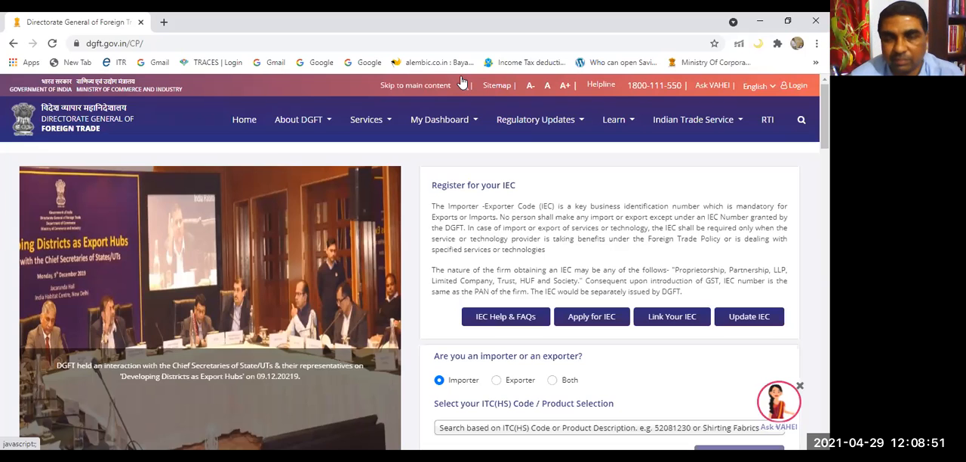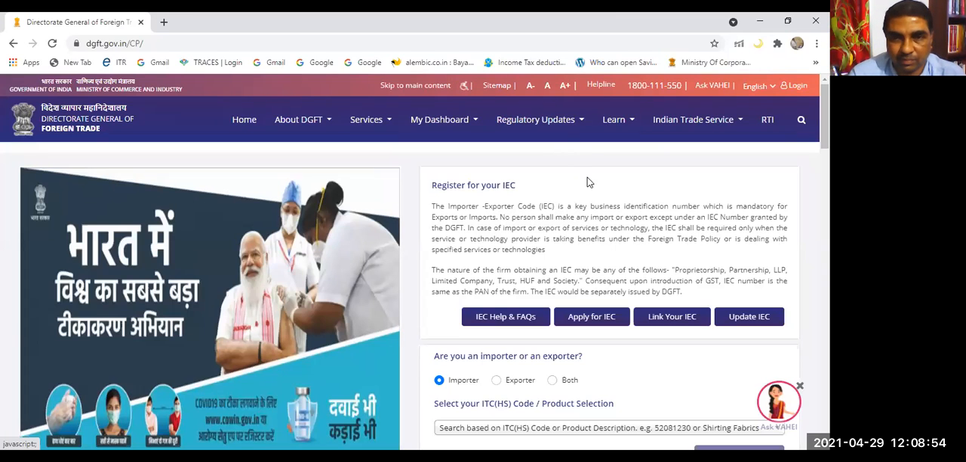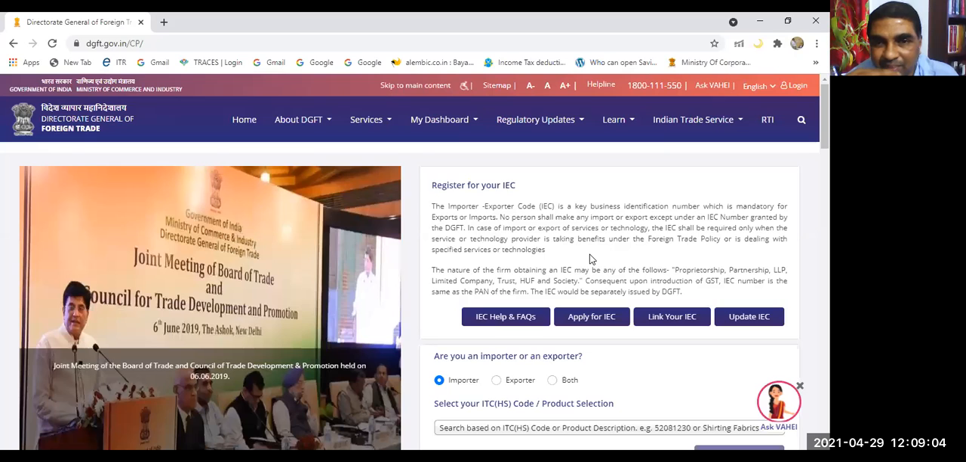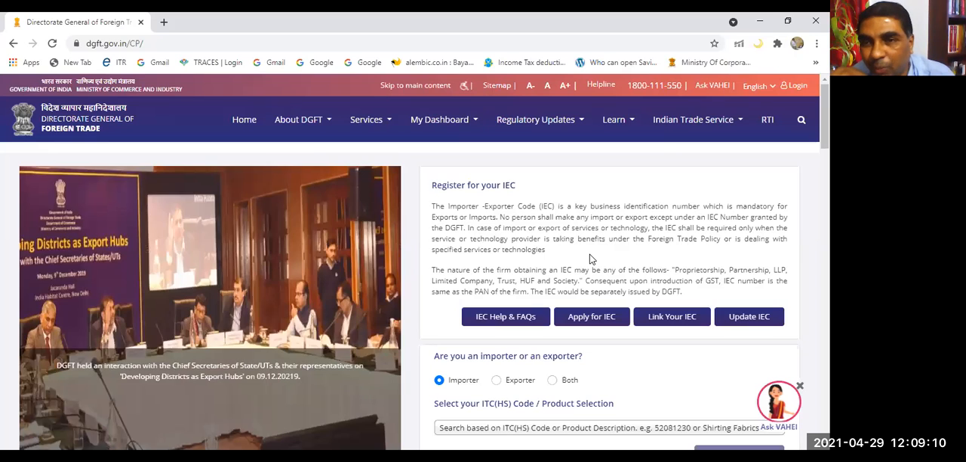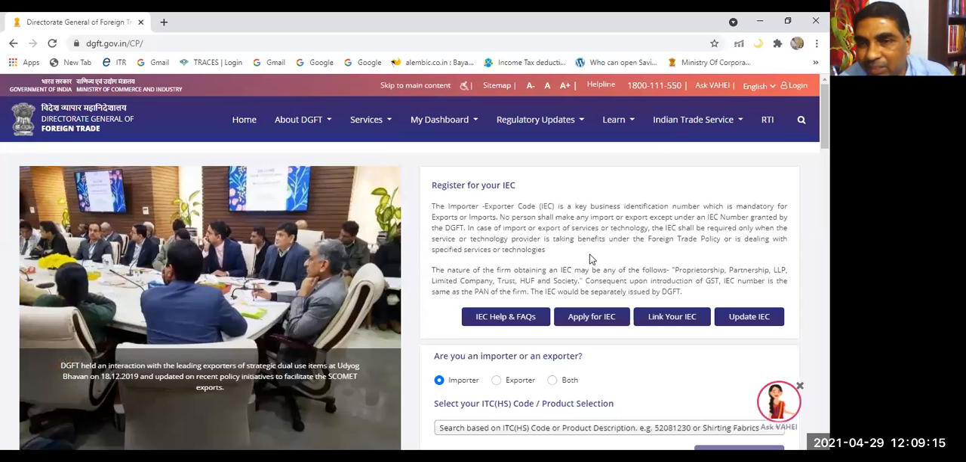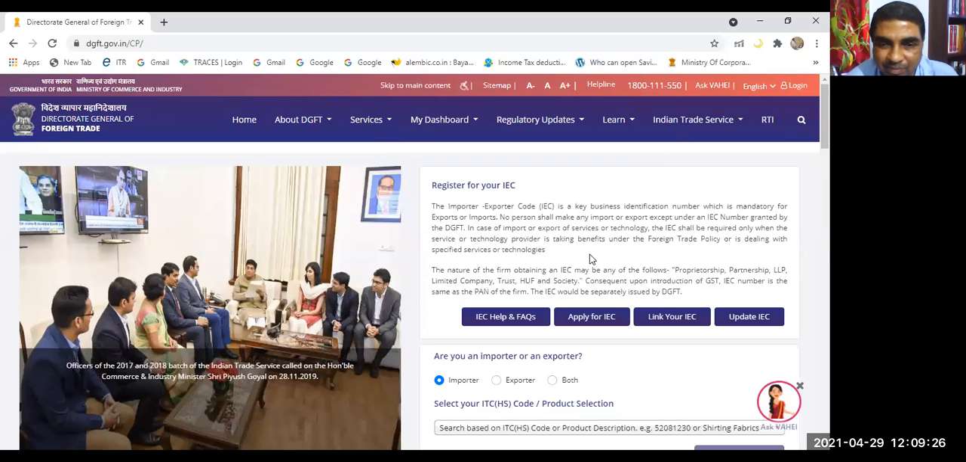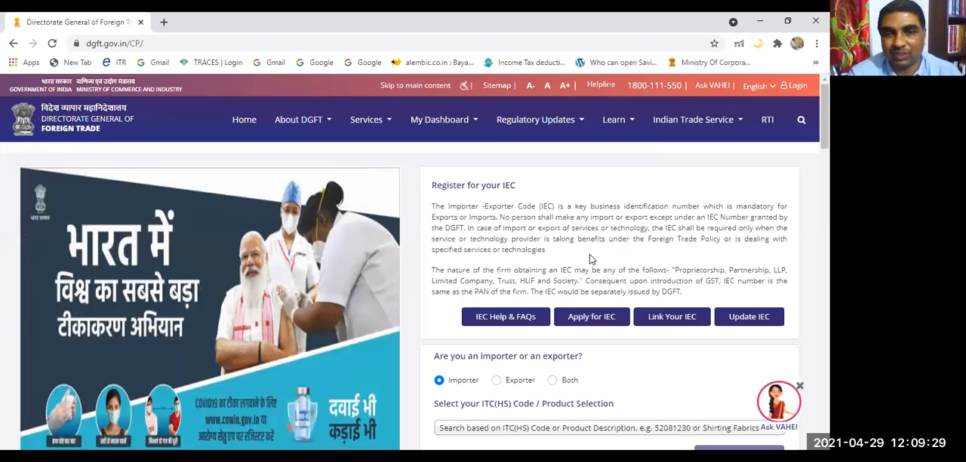Inside the foreign trade or technologies. Okay, so let me read it. No person shall make import or export except under an IEC number granted by DGFT. In case of import or export of services or technology, the IEC shall be required only when the services or technology provider is taking benefit under foreign trade policy or is dealing with specified services or technology. So far as goods are concerned, export and import is not at all possible without IEC.